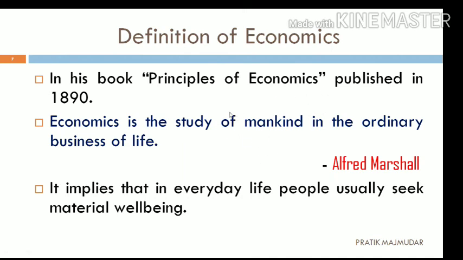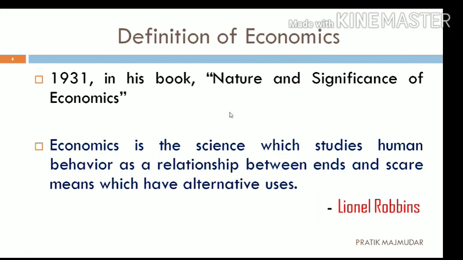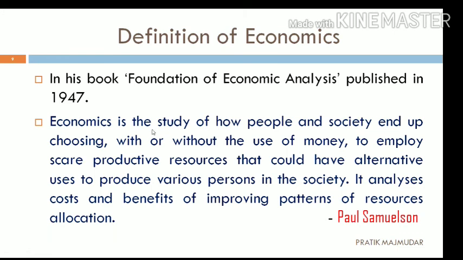Remember this word mankind. Next, Robbins discussed in the year 1931 in his book Nature and Significance of Economics a relationship between ends and scarce means. He is dealing with scarce resources. And the last one, the fourth author, Paul Samuelson, gave his definition in the year 1947 in his book Foundation of Economic Analysis, where he is analyzing costs and benefits.